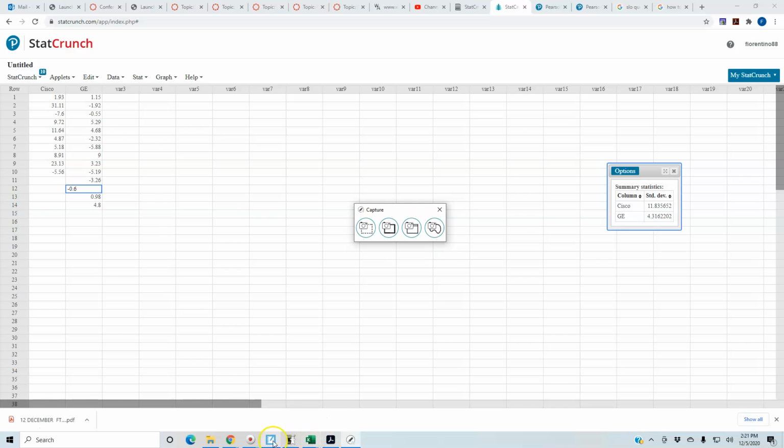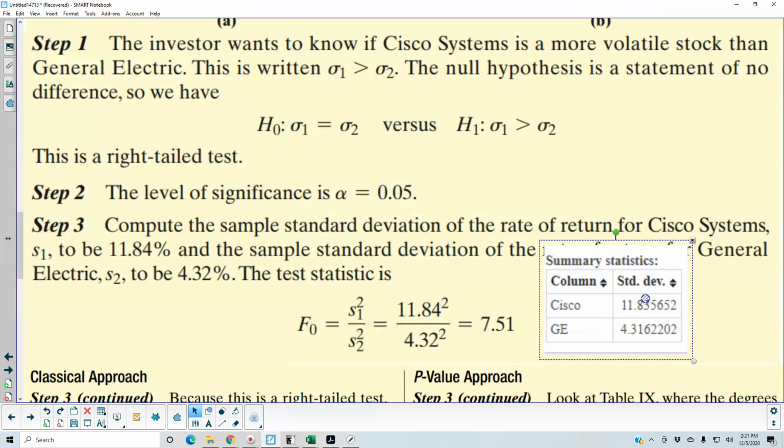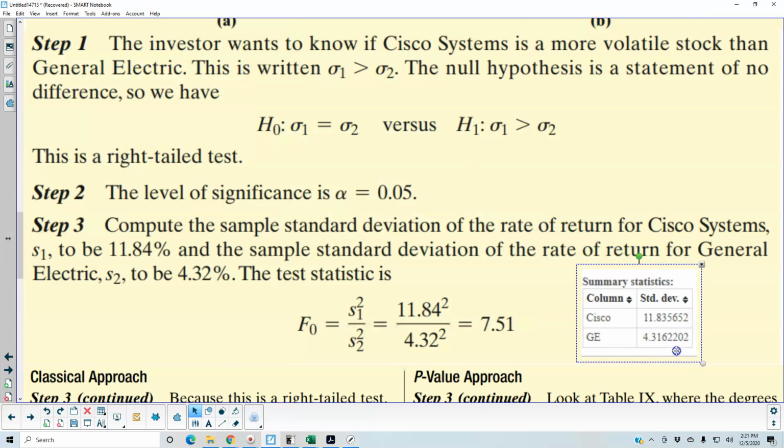And there's our summary stats. We can see here that the standard deviation for Cisco is 11.84. So we're going to square that. And then we're going to take the standard deviation for GE, which is 4.32, and square that. When we divide those, it gives us a test statistic of 7.51.